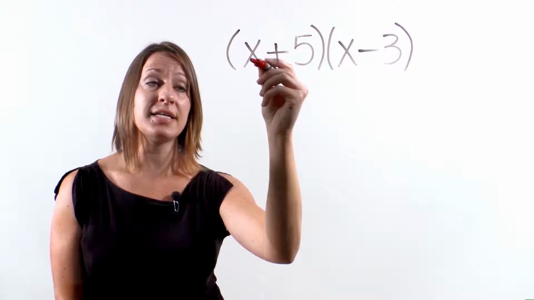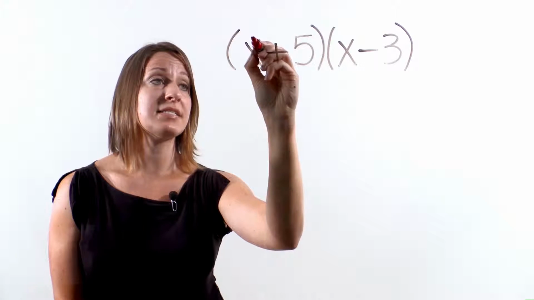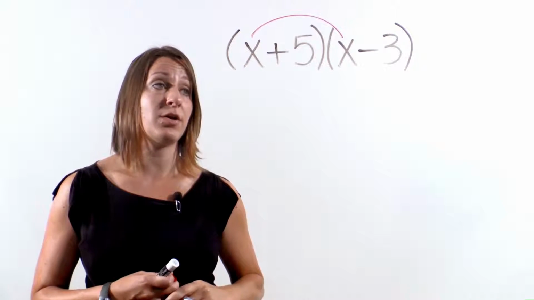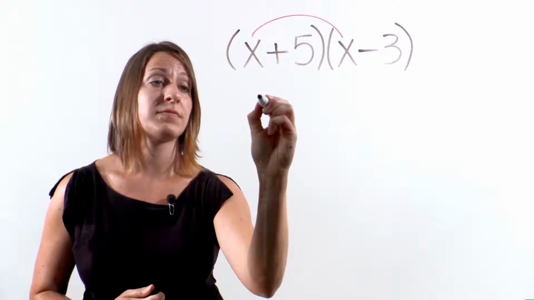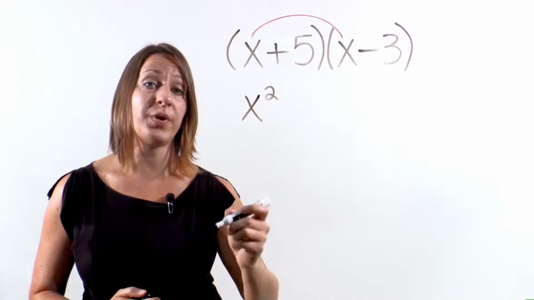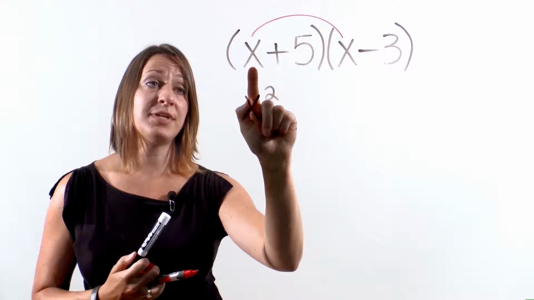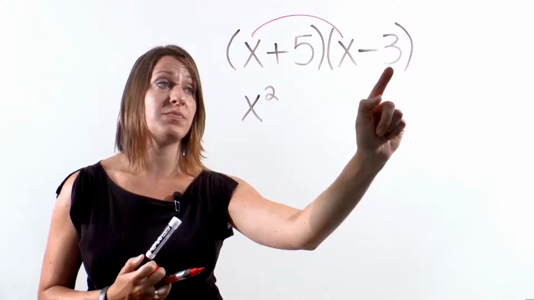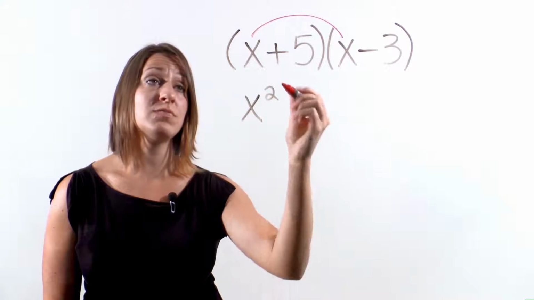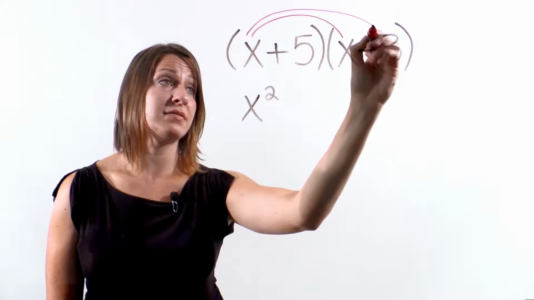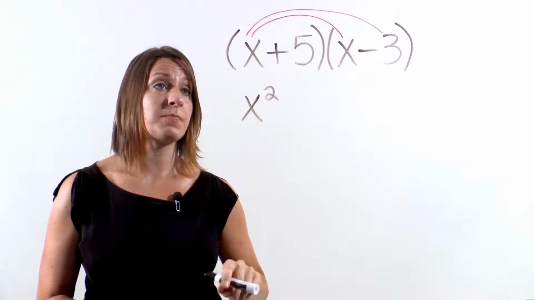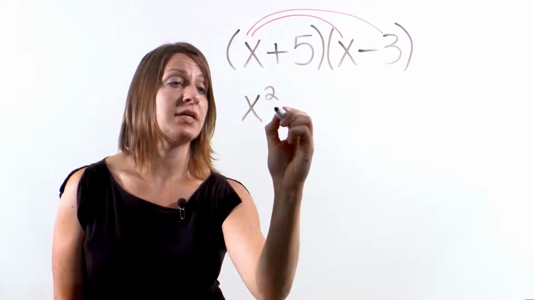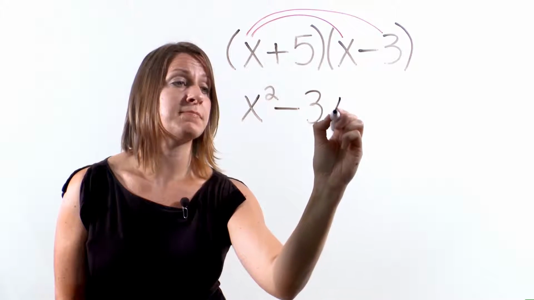I'm going to start with this x, and we are going to multiply it to the first term in the second binomial. X times x is x squared. Next, I'm going to stay with this term x. I'm going to multiply it by the second term in the second binomial. If it helps, you may want to draw a line connecting those two. X times -3 is a -3x.